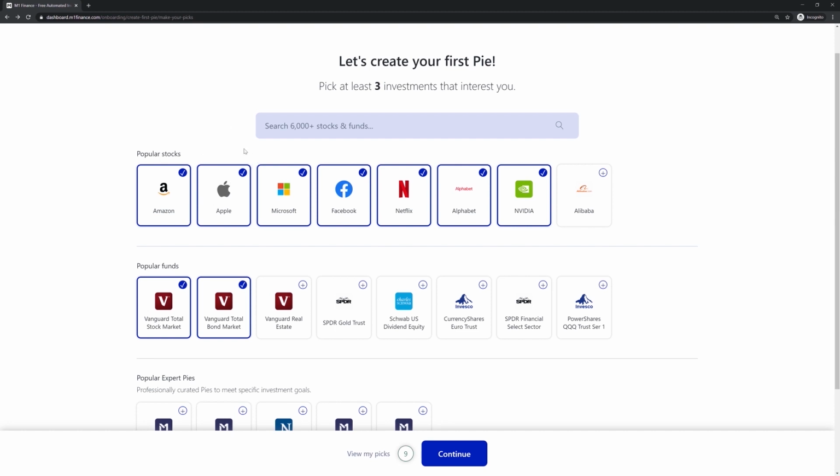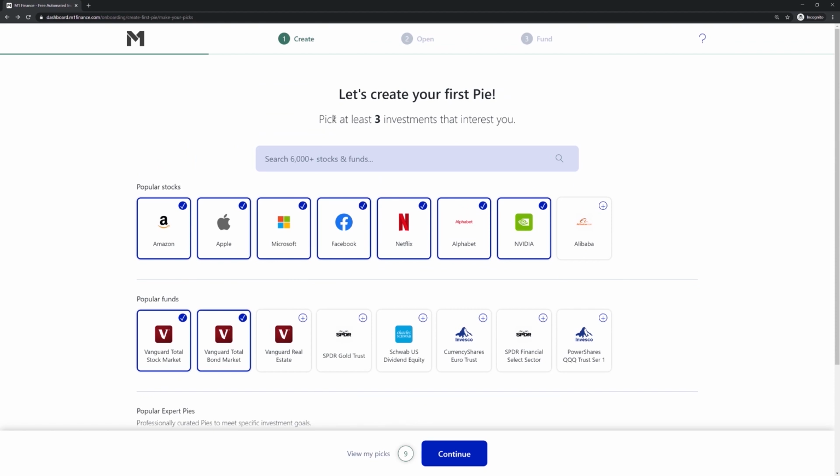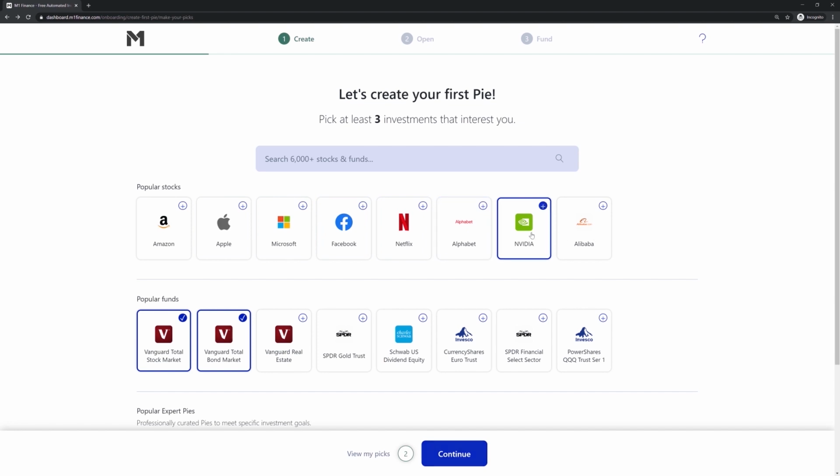I will just say that to get past this screen, M1 wants you to pick at least 3 investments, 3 funds to get started. And that's because it's really going the opposite direction. They really don't want you to be 100% in on one fund like Facebook or Netflix. They're trying to encourage diversity. So the founder of this company thought it was very important that you have at least 3 things that you pick.